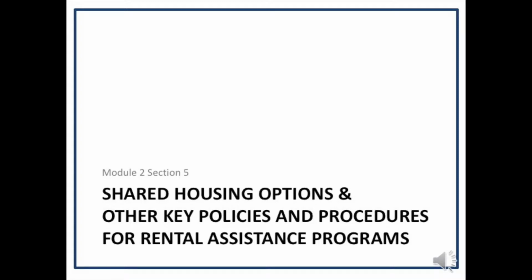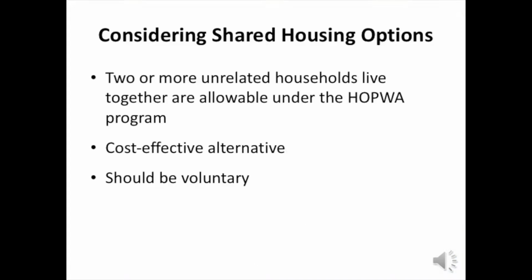Throughout Section 5 of Module 2, we will be talking about shared housing options and key policies and procedures to keep in mind for rental assistance programs. When we talk about shared housing arrangements, we are talking about two or more unrelated households living together that are allowable under the HOPWA program.